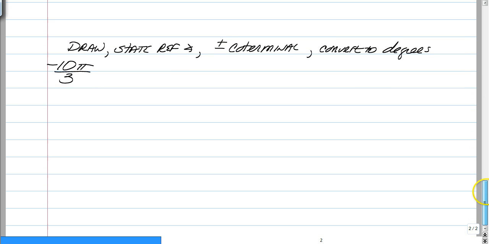So we've got one last question here for you. I would like you to draw this negative 10 pi over 3. I want you to state the reference angle. I want you to list one positive and one negative coterminal angle. And I want you to convert that measure into degrees. And if you can handle all that, then you've got a pretty solid foundation on drawing angles with reference angles and coterminal angles. Go give it a try.